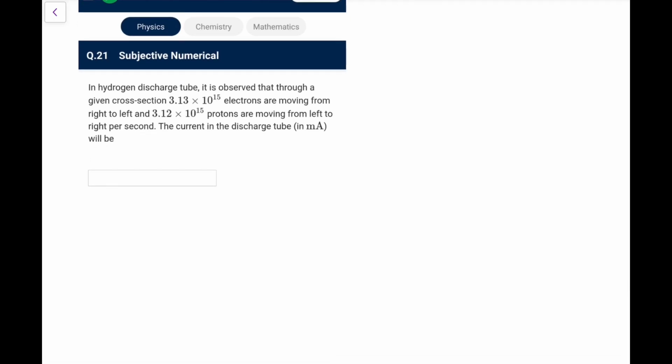In a hydrogen discharge tube, it is observed that through a given cross section, electrons are moving from right to left and protons are moving from left to right. So both the currents will add up because both are going opposite. Let's say electrons go from right to left, protons go from left to right.